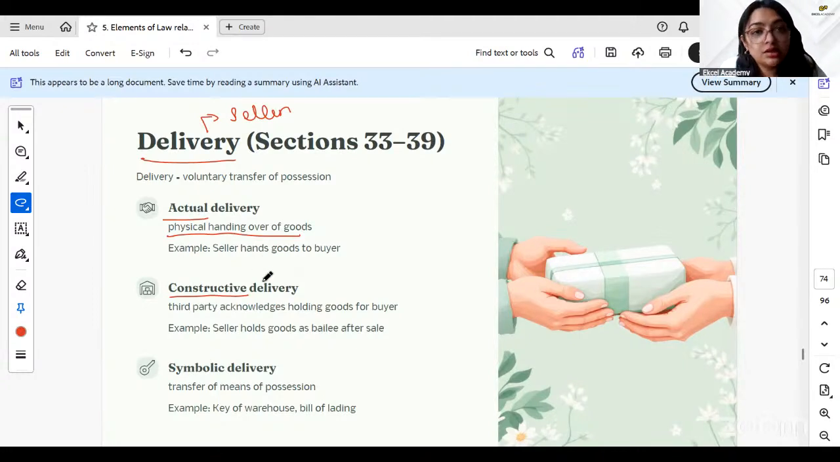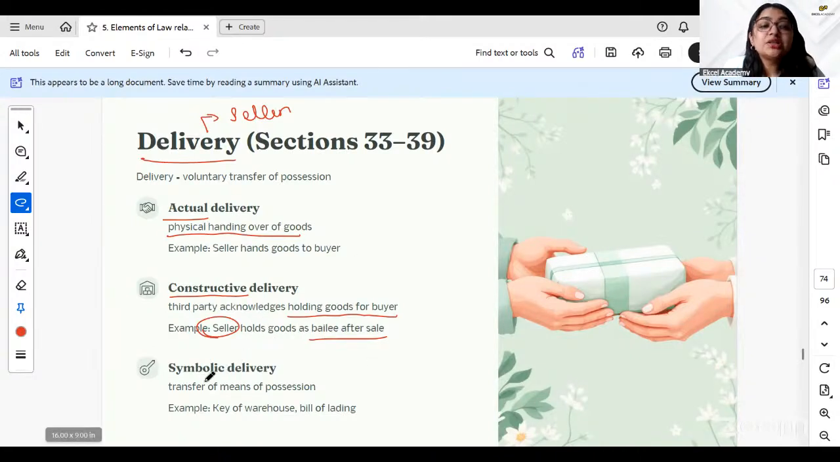In that case, what has happened? Ownership is transferred. You are now the owner of the 10 kgs of dal, but you are still keeping it with the seller. So constructive delivery is where a third party acknowledges holding goods for the buyer. It could be your packers and movers, who could hold your goods for today and get them transferred to you tomorrow, or it could be your seller as well, who holds the goods after the sale. You did not pick it up after the sale was done, but you pick it up after a day or two. Until then, your seller will be the bailee, because you have kept the goods with them.